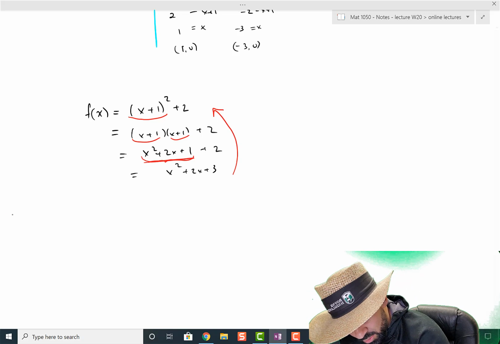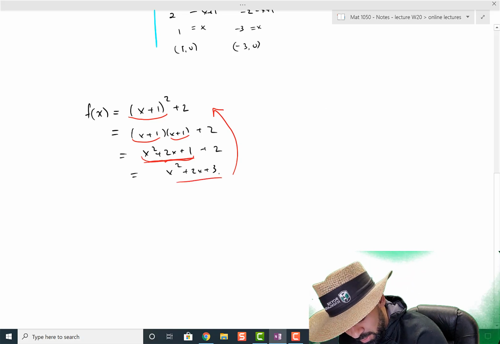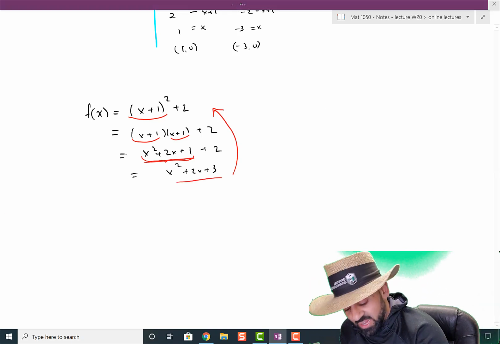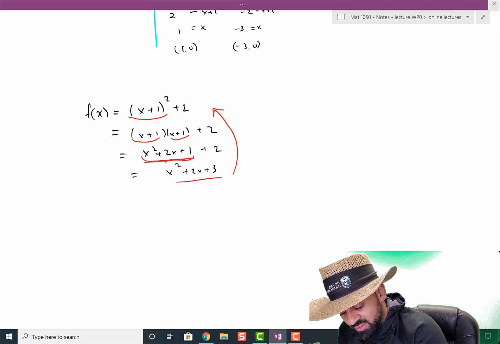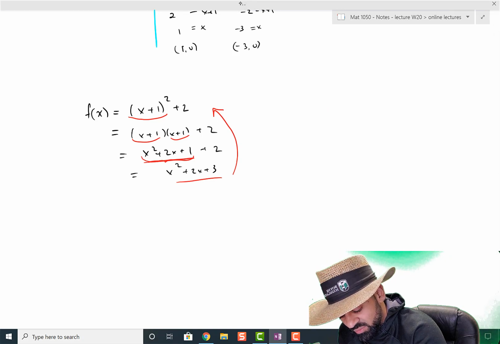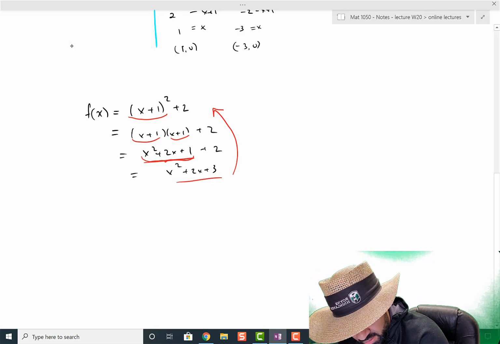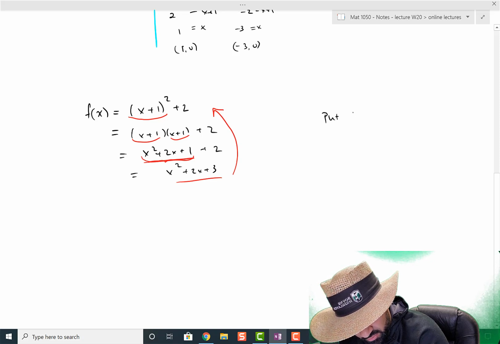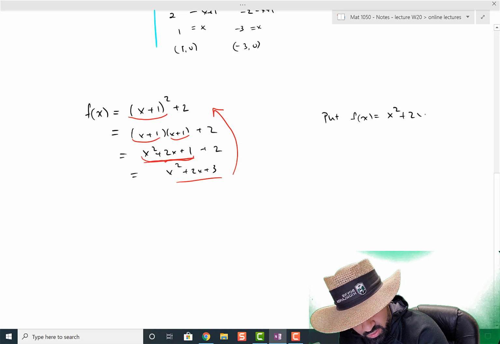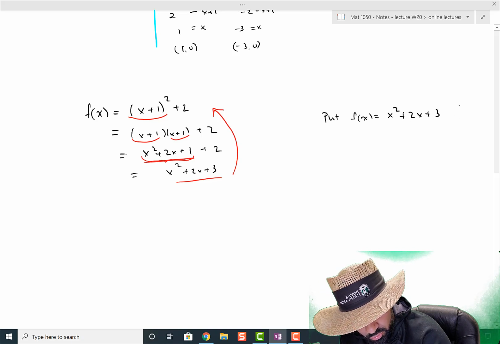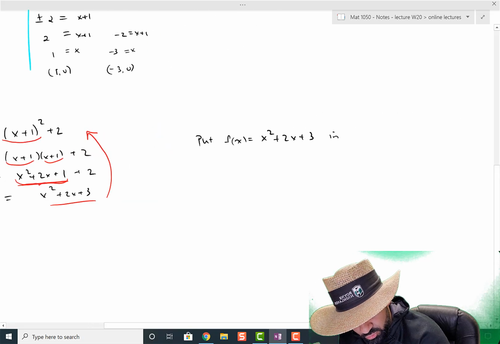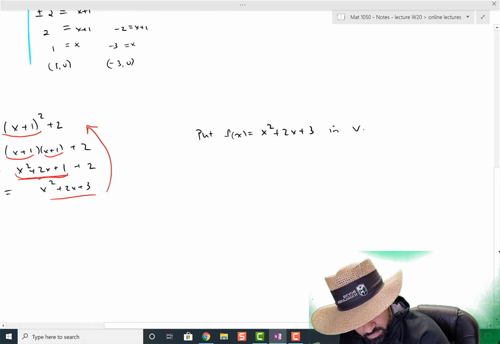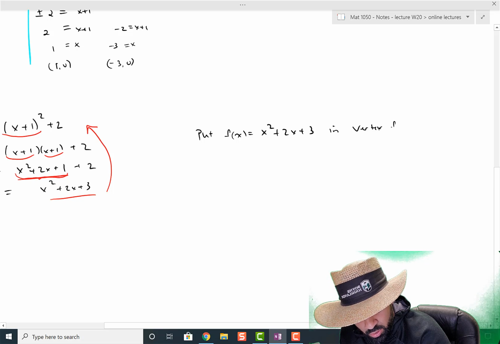So I'm going to start from here and work my way back. And again, you aren't writing anything down, you're just looking, because I think this is a pretty awesome way of looking at it. So what if the instructions were: put f of x equals x squared plus 2x plus 3 into vertex form? Okay, well, here's the thing.